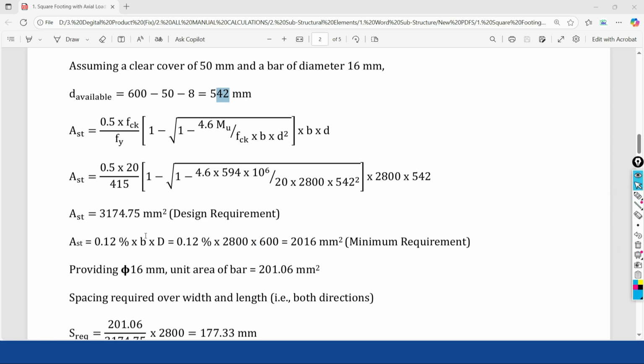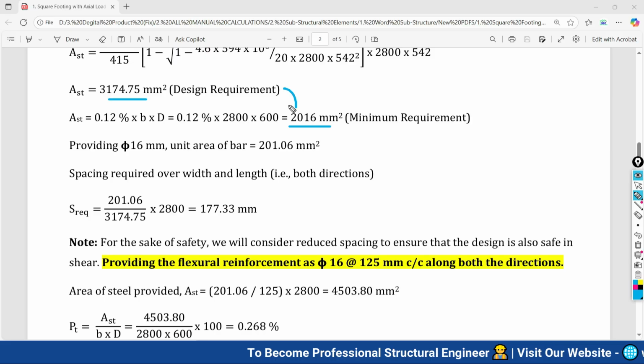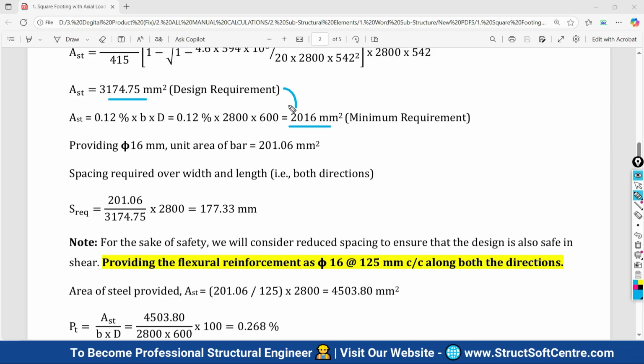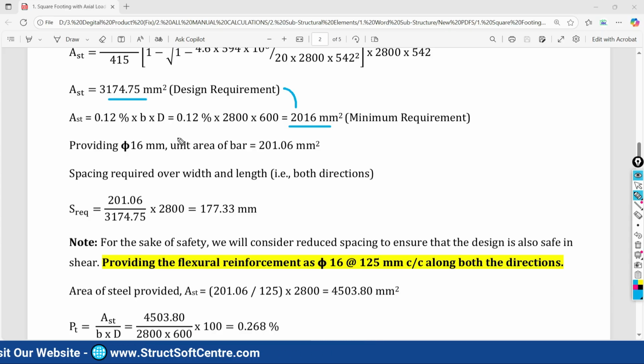Now we have to compare this design requirement and minimum requirement, and among these two values, whichever is the maximum one, we have to consider that maximum value. So obviously 3174.75 mm square is the maximum one. That's why we are going to adopt this value.